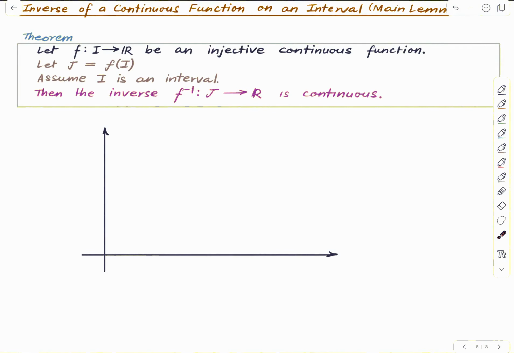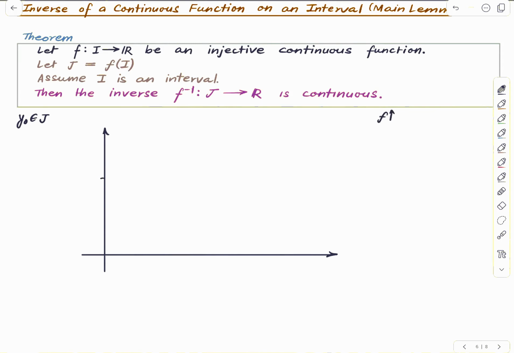Okay, so we want to show that f inverse is continuous. So we pick a point arbitrarily in its domain. So let y0 in J be fixed. Since f is an injective continuous function defined on an interval, it is a strictly increasing function or a strictly decreasing function. f is a strictly monotone function, so either it is strictly increasing or strictly decreasing. And we may assume that f is strictly increasing because the argument when f is strictly decreasing is very, very similar. So we will assume that f is strictly increasing.